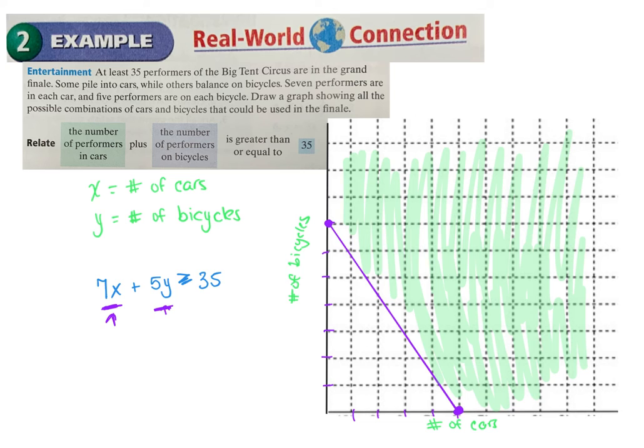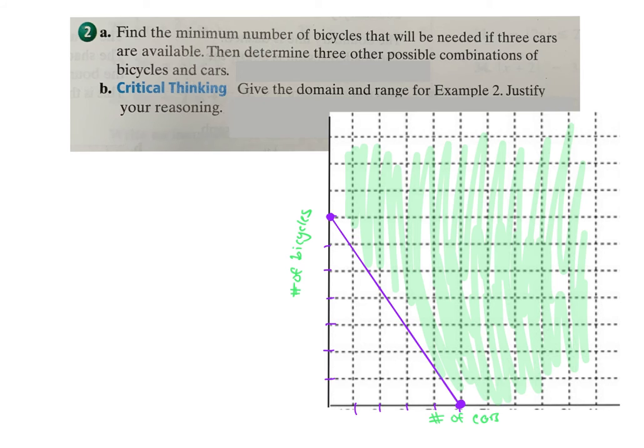And so anywhere on this line would represent 35 performers. Obviously, you can't be in between them, but anywhere where you cross it would necessarily be 35 performers. All right, so let's look at the first one.